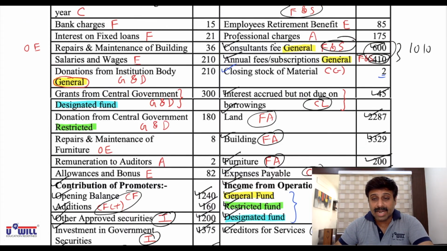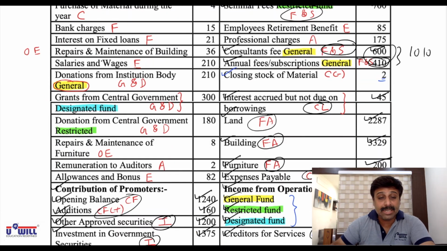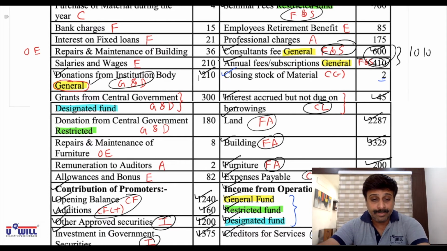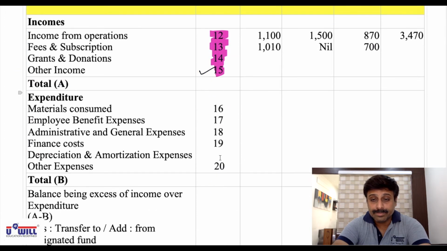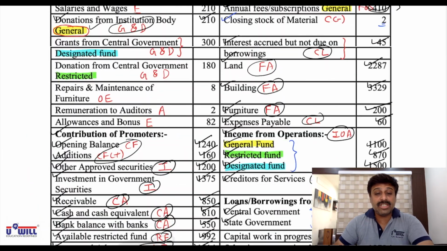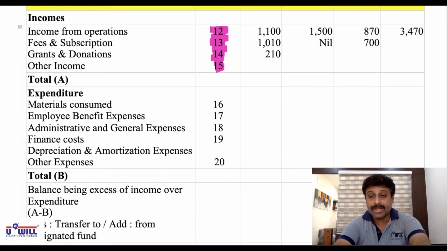Then after that, grants and donations, G&D marked items here. Okay, grants and donations. In general column, we have to write 210. Okay, in general column, all of you write down 210. Then, which other item of grants and donations do we have? G&D. Designated fund column, we have to write 300. Okay, designated fund column 300.